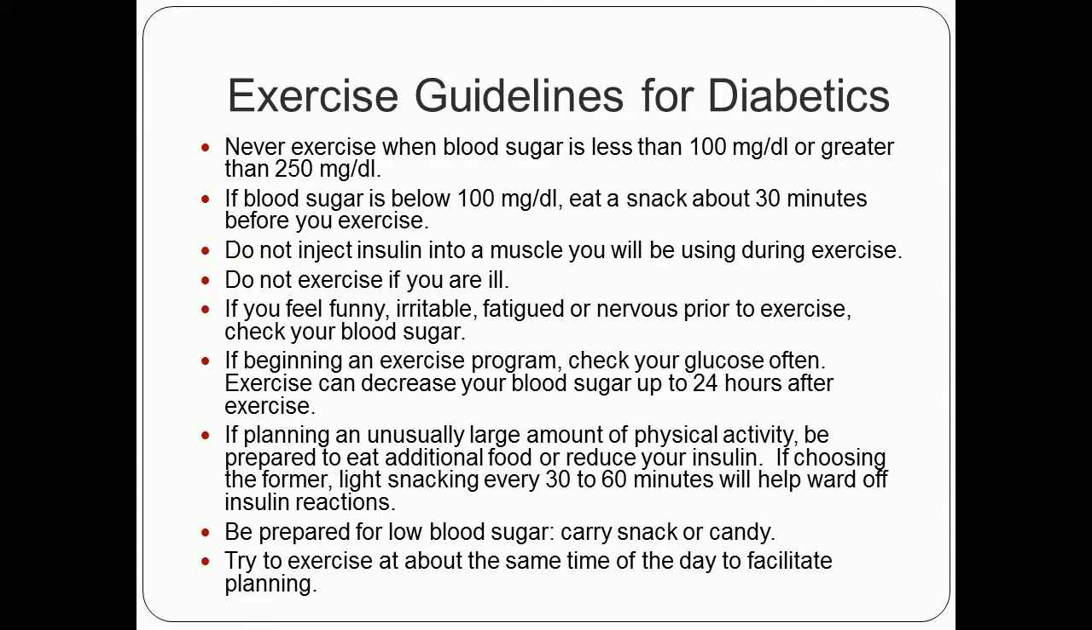Exercise can decrease your blood sugar up to 24 hours after exercise. If planning an unusually large amount of physical activity, be prepared to eat additional food or reduce your insulin. If choosing the former, light snacking every 30 to 60 minutes will help ward off insulin reactions. Be prepared for low blood sugar, carry a snack or candy. Try to exercise at about the same time of the day to facilitate planning.